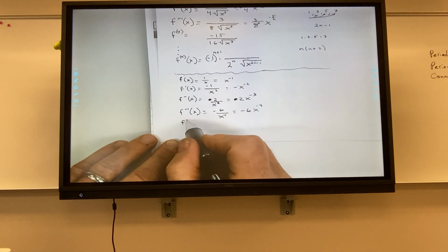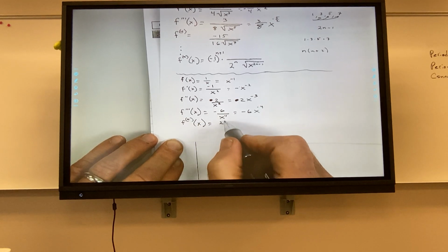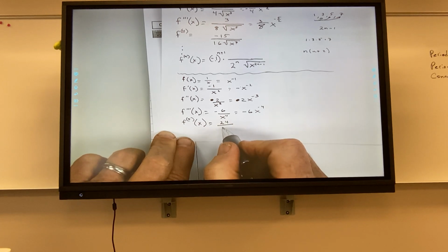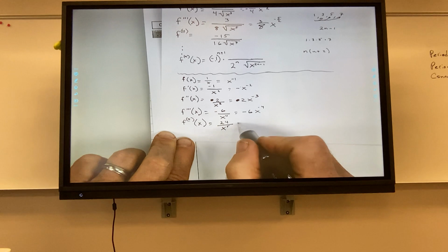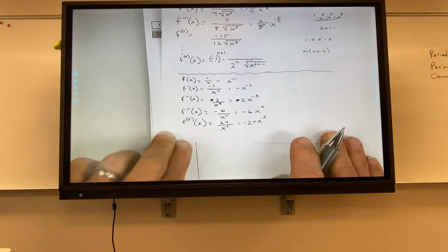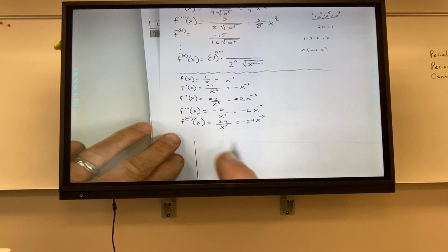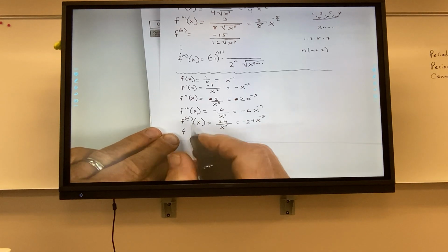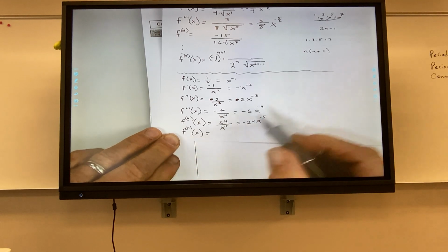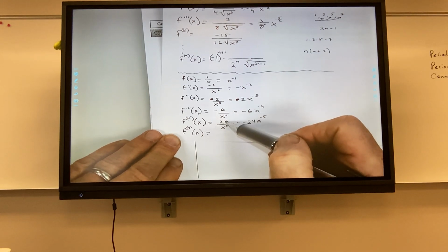What about the 4th? It would be 24 over x to the 5th. Everybody agree? Okay, it's exponentially increasing, I believe. Is that the term? Well, let's take a look at the nth. It alternates: negative, positive, negative, positive, correct?